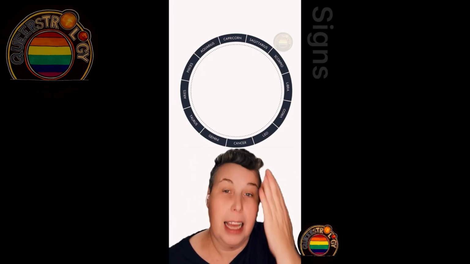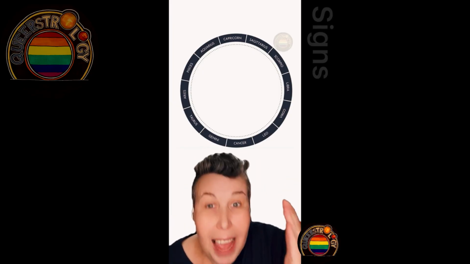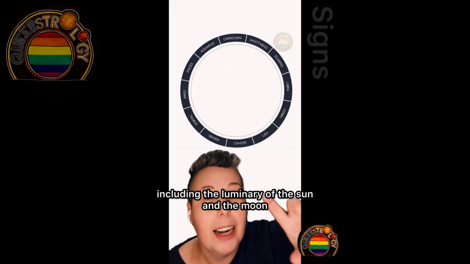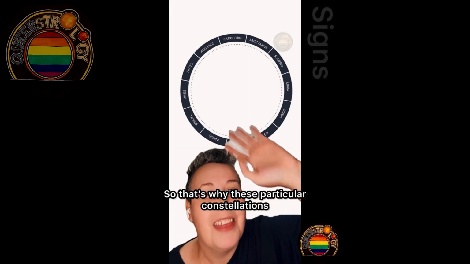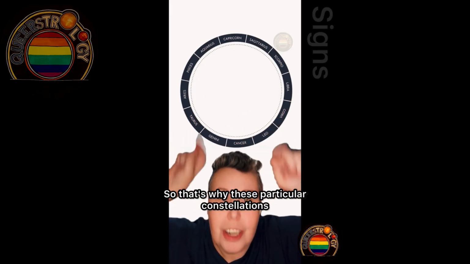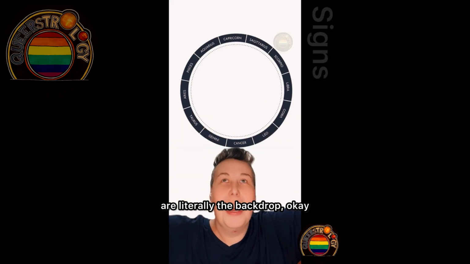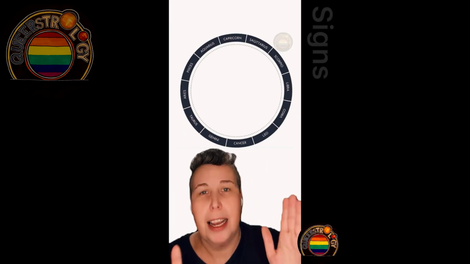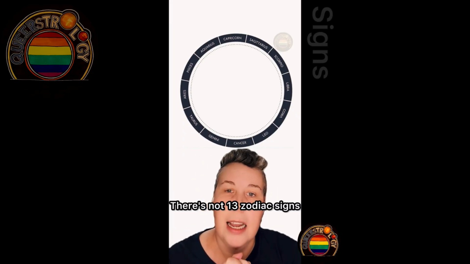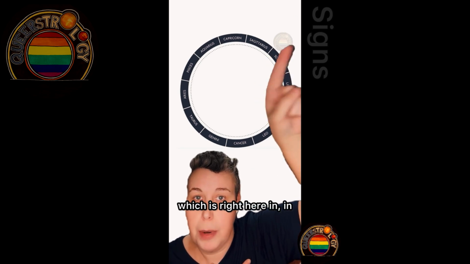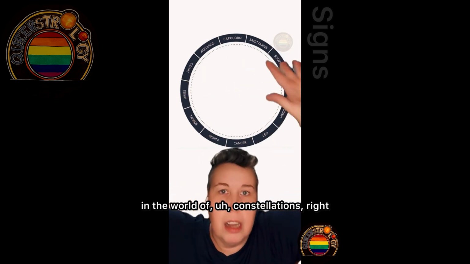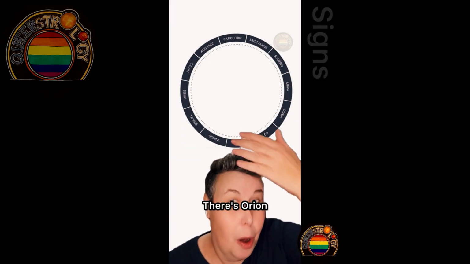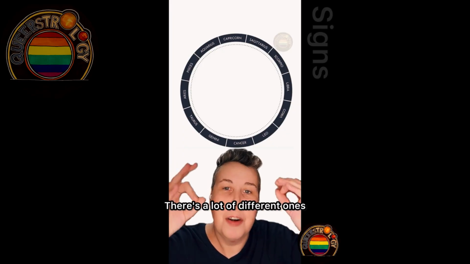Well, like I said, that imaginary line called the ecliptic is the path that all of the planets take, including the luminaries, the sun and the moon. So that's why these particular constellations are literally the backdrop of the path of the planets. That's why there's 12 zodiac constellations. There's not 13 zodiac signs. There is Ophiuchus, which is right here in the world of constellations, right? There's also Pegasus. There's Orion. There's a lot of different ones along there.